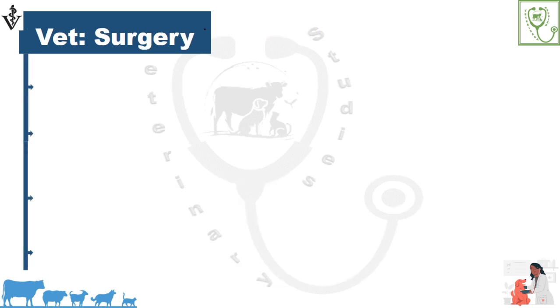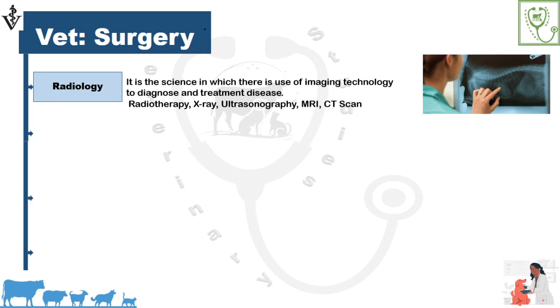Now, veterinary surgery. It is a branch of medicine which deals with the treating of injuries and diseases by any surgical procedure. Veterinary surgery includes radiology. It is a science in which there is the use of imaging technology for the diagnosis and treatment of diseases. It includes radiotherapy, X-ray, ultrasonography, magnetic resonance imaging, computerized tomography scanning. X-ray, ultrasonography, MRI, and CT scanning are used for diagnosis, whereas radiotherapy is used for the treatment of cancers or tumors.